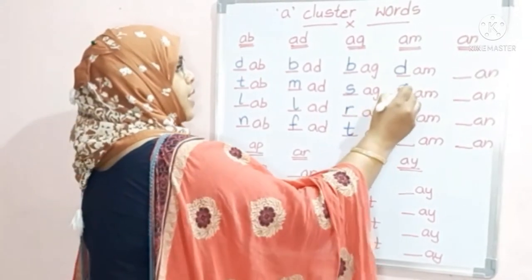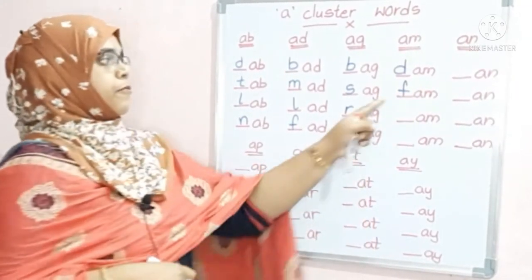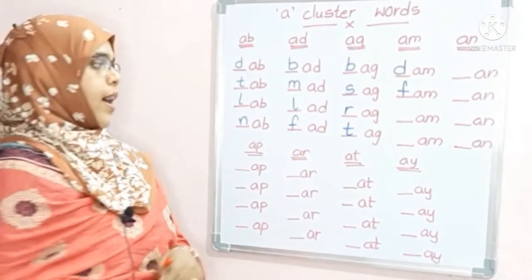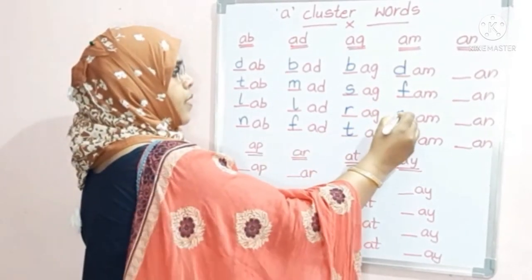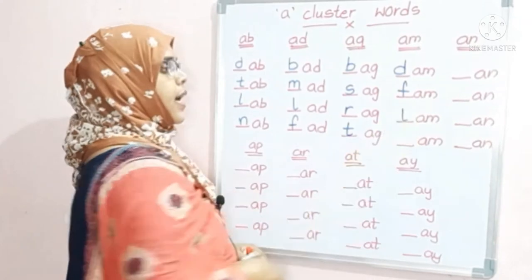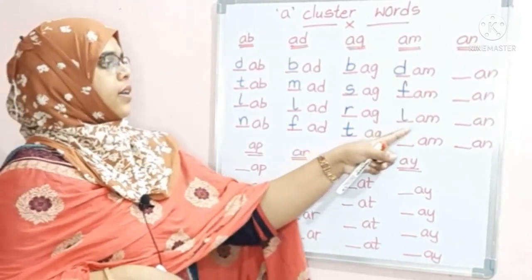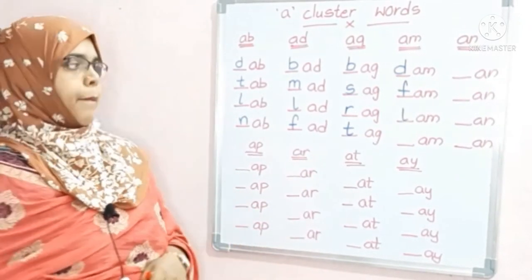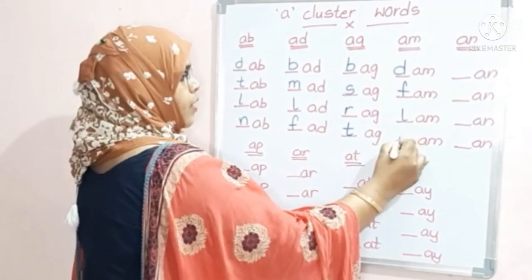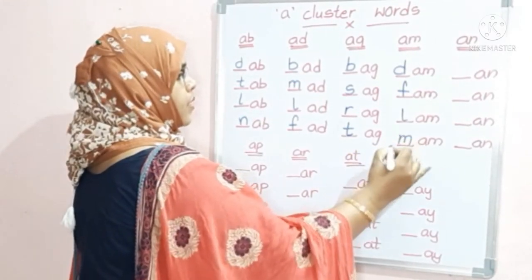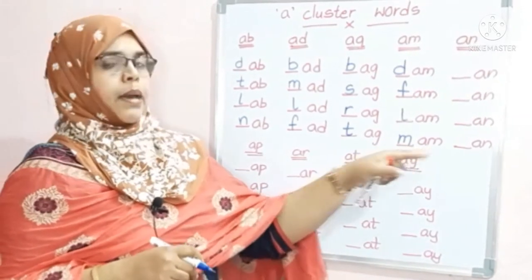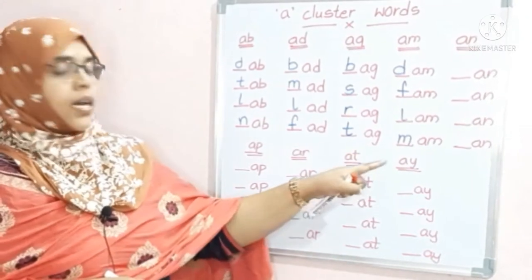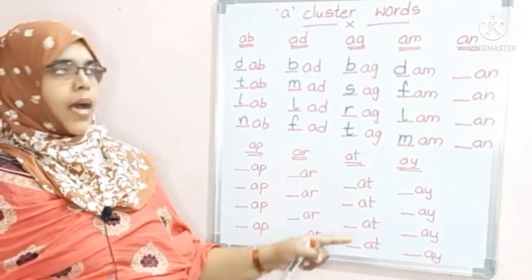If you are writing F here, F, AM becomes FAM. If you are writing L here, L, AM becomes LAM. If you are writing M here, M, AM becomes MAM.